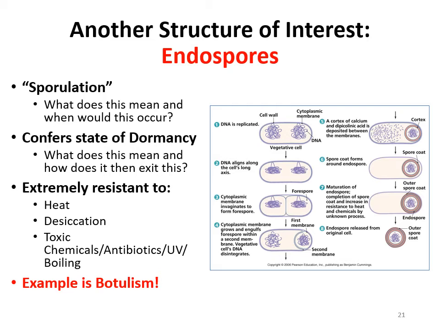Okay? So again, we'll talk more about this in later chapters, but for now, I want you to remember whenever you see endospores, think extremely resistant. Remember sporulation, meaning they form endospores when the environment is stressful. They are dormant, and then they germinate when the environment is better. Okay? And keep remembering that example, botulism.